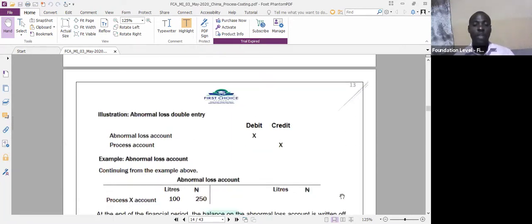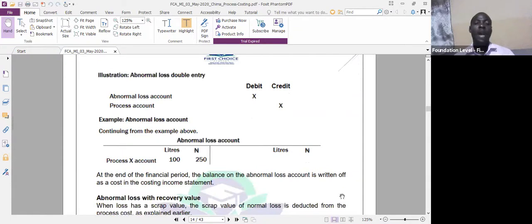So going to the double entry here, abnormal loss double entry, you debit the abnormal loss account and you credit the process account. And so if you look at the abnormal loss account here, it's coming from process cost to the debit side. That's why the abnormal loss account is debited, while in the process account it is credited.